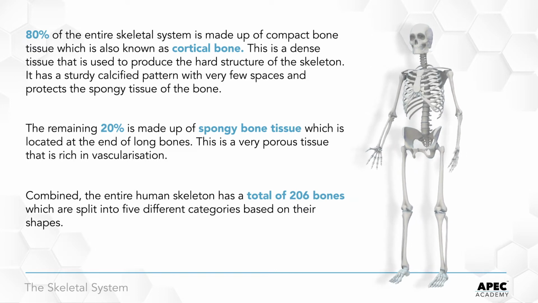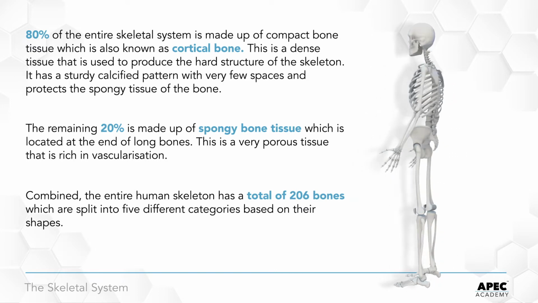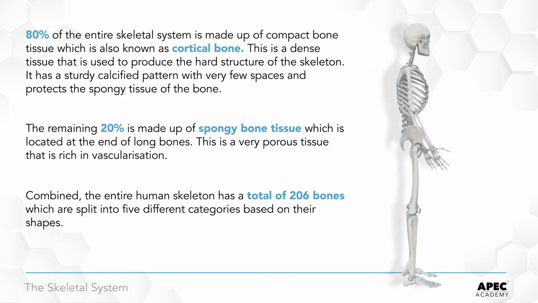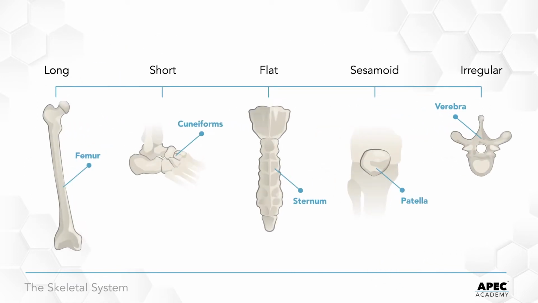Combined, the entire human skeleton has a total of 206 bones, which are split into 5 different categories based on their shapes. These 5 categories are long, short, flat, sesamoid, and irregular, which we will go through now.